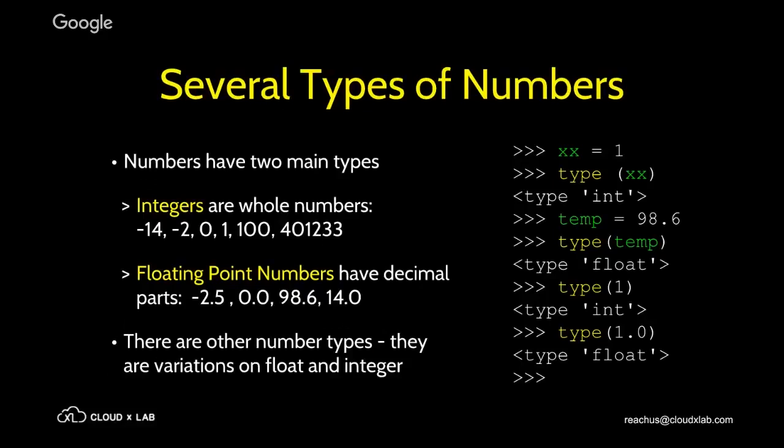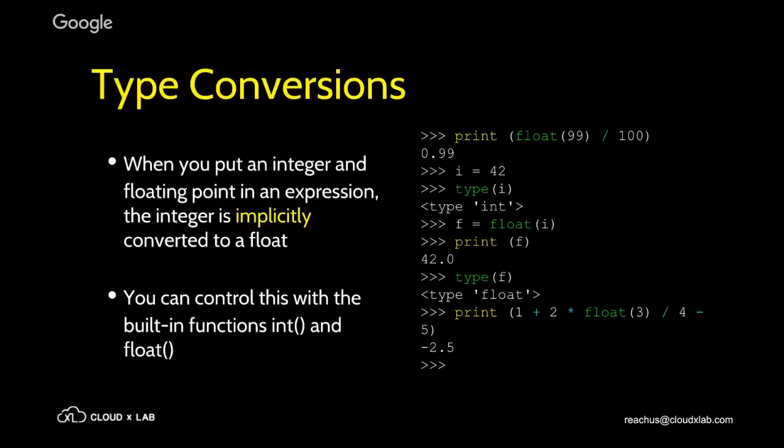So we have talked about the different types of numbers. One is integer, the other is floating point. There are other number types; they are variations on float and integer. Also, we can do the conversions explicitly.